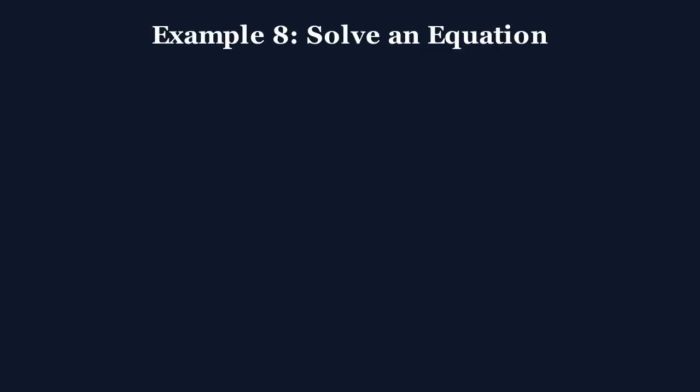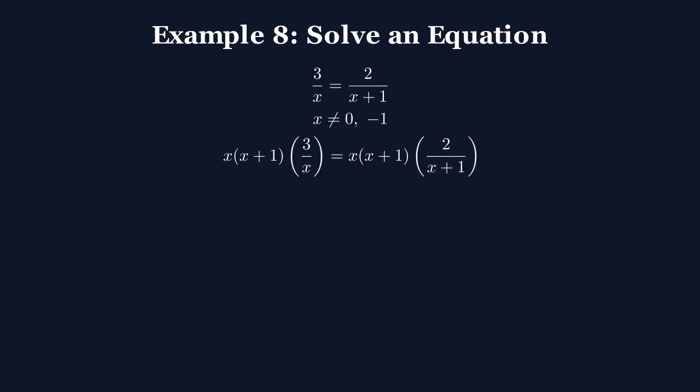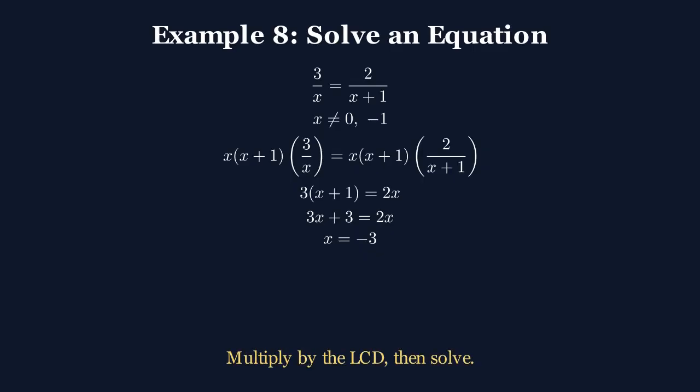Example 8. Solve 3 over x equals 2 over x plus 1. First, x cannot equal 0 or negative 1. Multiply both sides by x times x plus 1. This gives 3 times x plus 1 equals 2x. Expand to get 3x plus 3 equals 2x. Subtract 3x, so 3 equals negative x. Therefore x equals negative 3, and it is allowed.